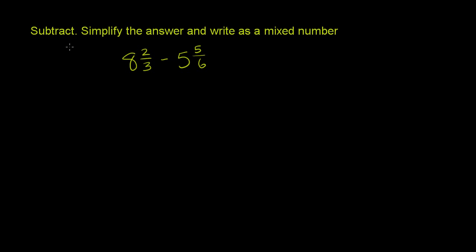They want us to subtract these two numbers, simplify the answer, and write it as a mixed number. We're going to do it two ways. The first way, we're going to turn both of these into improper fractions and see what we get. And then the other way, we're going to subtract the whole number parts and then subtract the fraction parts and see what we get.